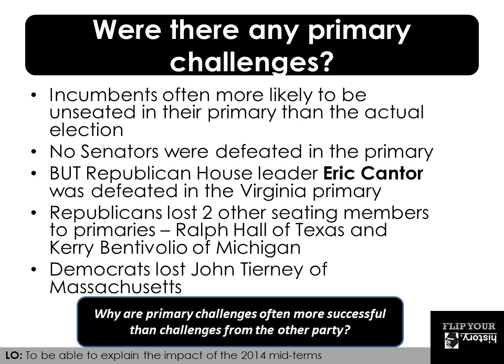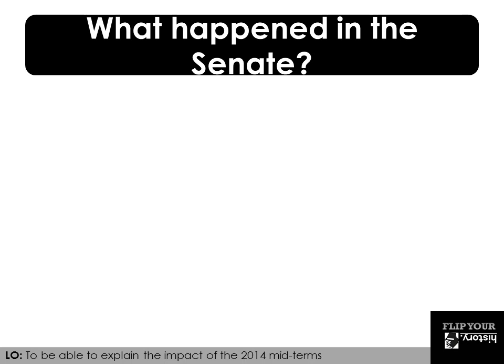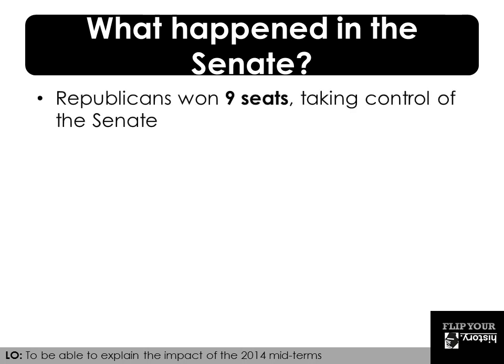So a key question would be, why are primary challenges often more successful than challenges from the other party? This comes back to the idea of the red-blue divide and the concept that most seats in Congress are split down partisan lines. Now the far more interesting and more significant battle was in the Senate, so we're going to focus on the Senate mostly. So what happened in the Senate?